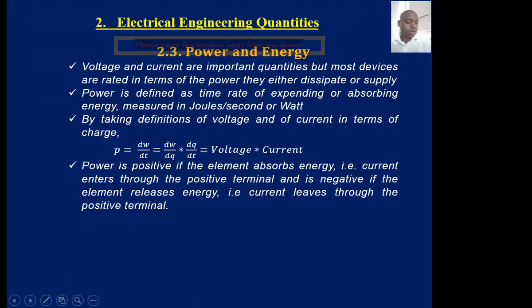Then voltage and current are important quantities, but most devices are rated in terms of the power they either dissipate or supply.